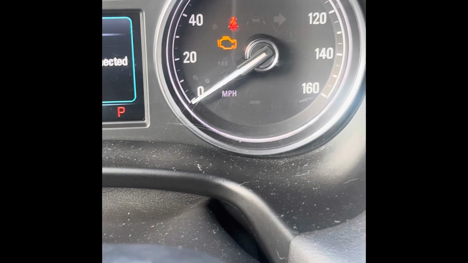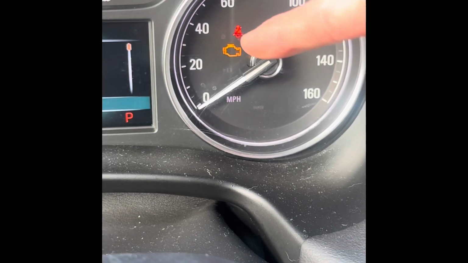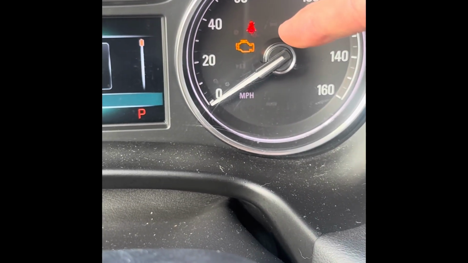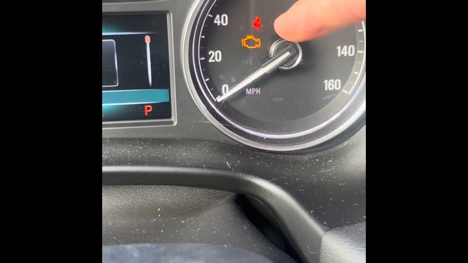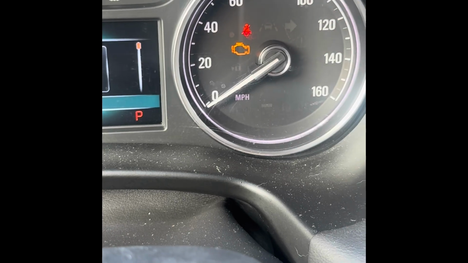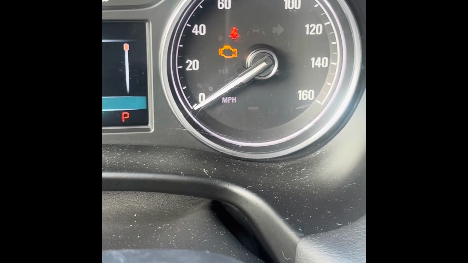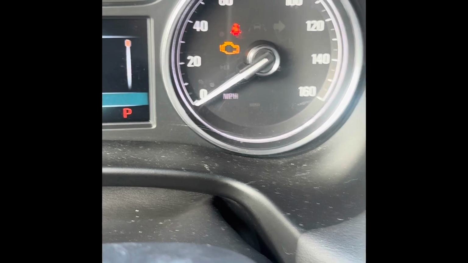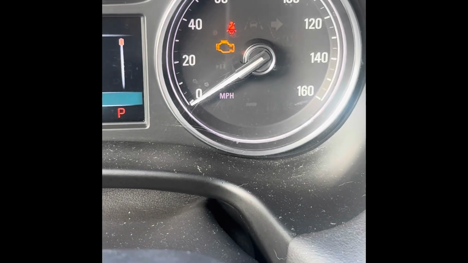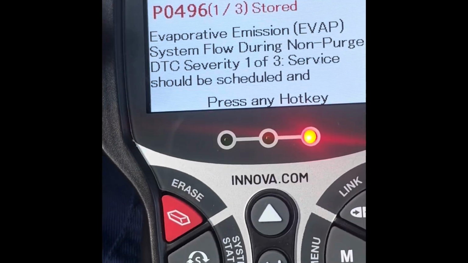All right, so we have an engine light in the Buick. Now, what is the problem that we have? I've already plugged in my computer system and did all of the different things like that. So we're going to take a look at what it might be. All right, so what we have is an EVAP code.